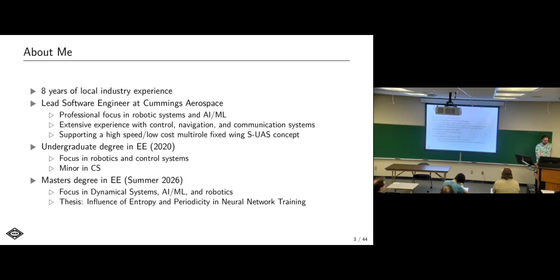A little bit about me. I've been here in industry for 8 years now, give or take. I'm a lead software engineer at Cummings Aerospace. Professionally, I do a lot with robotics, AI, ML. I have a lot of experience with controls, navigations, comm systems. Currently, the project I work on is a high-speed, low-cost, multi-role fixed-wing SUAS that actually does some counter-UAS stuff, so I have some experience with that.